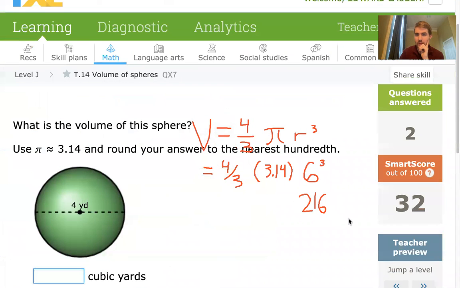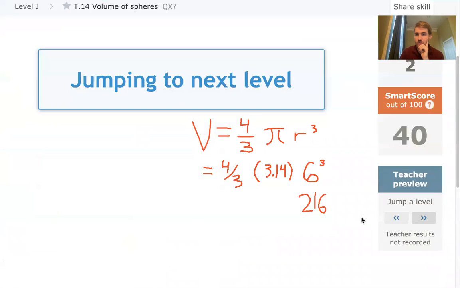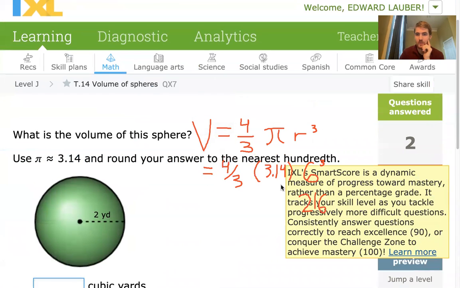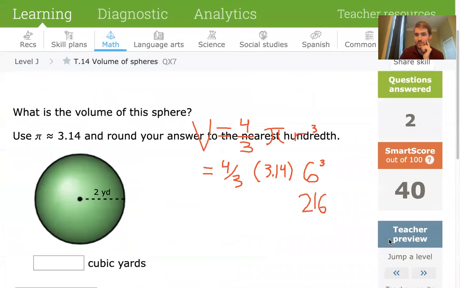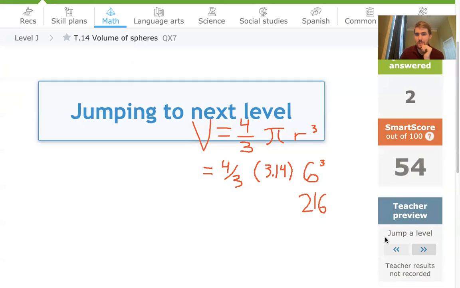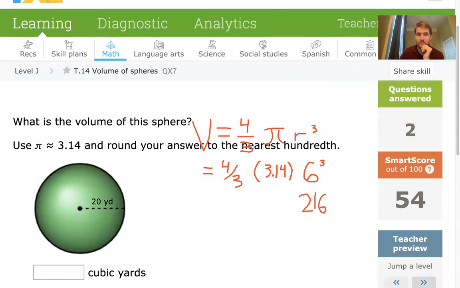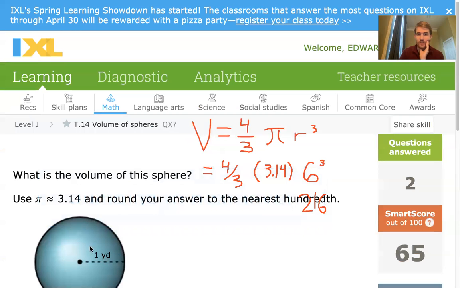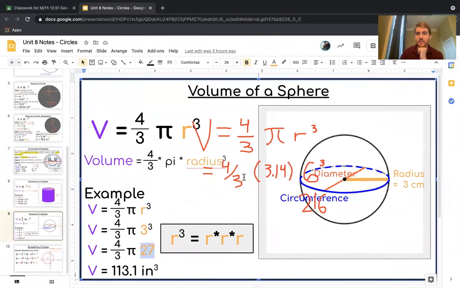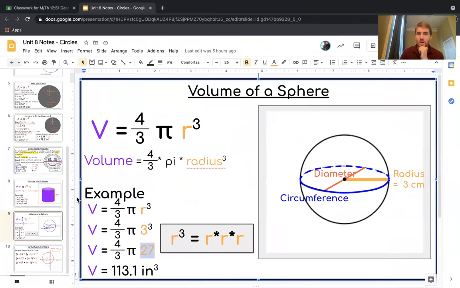Perfect. And as you jump up further and further in levels, you get slightly more complicated questions, but it's all the same type of stuff. You're just using these same skills. Make sure you're looking for the radius, using this formula every time. If you forget the formula, of course, it is available in the Unit 8 notes on slide 9.